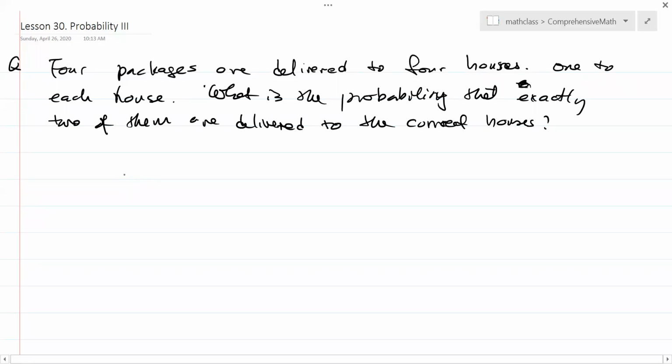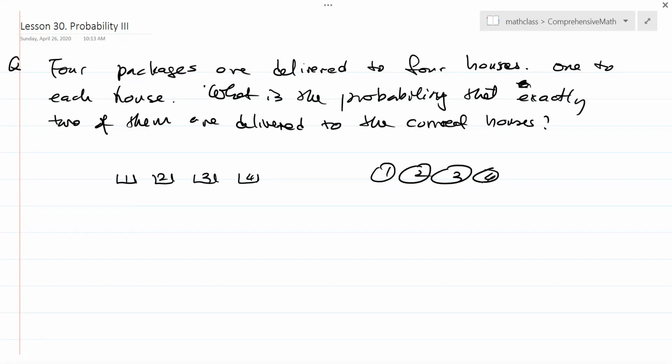So here's the point, right? Your houses, you can put the numbers here: 1, 2, 3, 4. Also four packages, also 1, 2, 3, 4. Now, if you randomly put these four packages over there, the denominator will be 4 factorial. The question is, what is the number of desired outcomes?